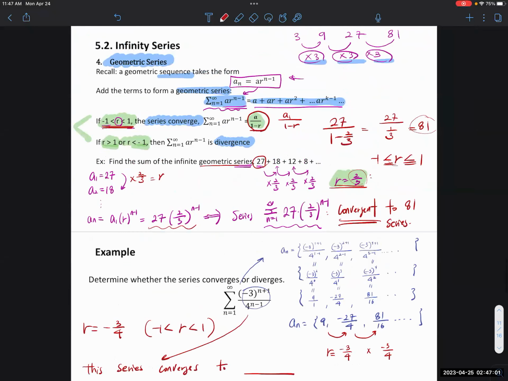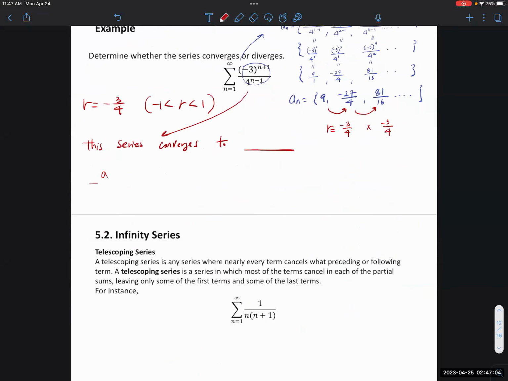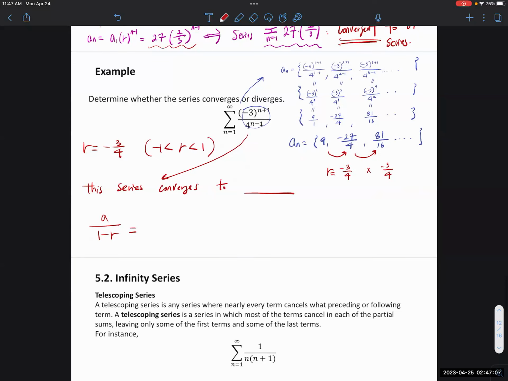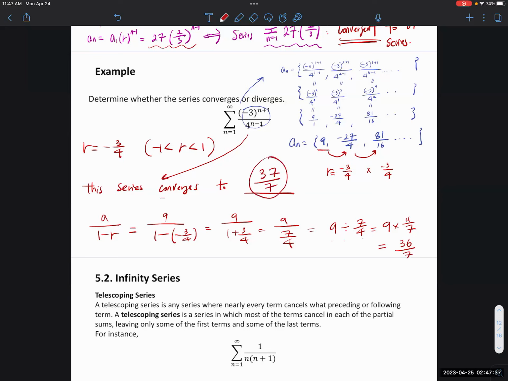According to that, it converges, so plug into that formula: a over 1 minus r. We know the first number, which is 9. We got the common ratio, -3 over 4. So 9 over 1 minus, double negative changes to positive, 1 plus 3 over 4. So 9 over 7 over 4. You can calculate that. This means 9 divided by 7 over 4. Keep, change, flip over. So 4 over 7. So we're heading to 36 over 7. That's the answer. This automatically converges because r is between -1 and 1.